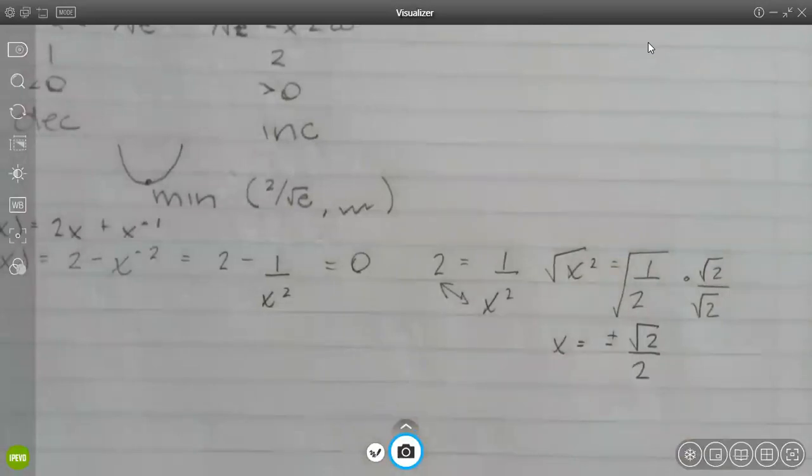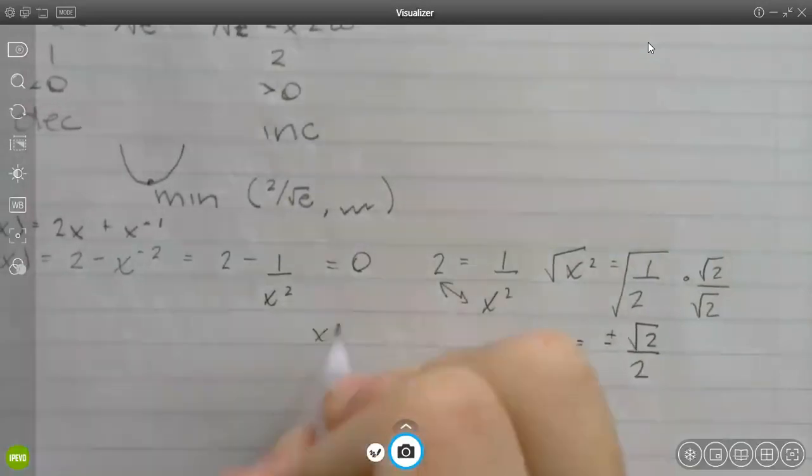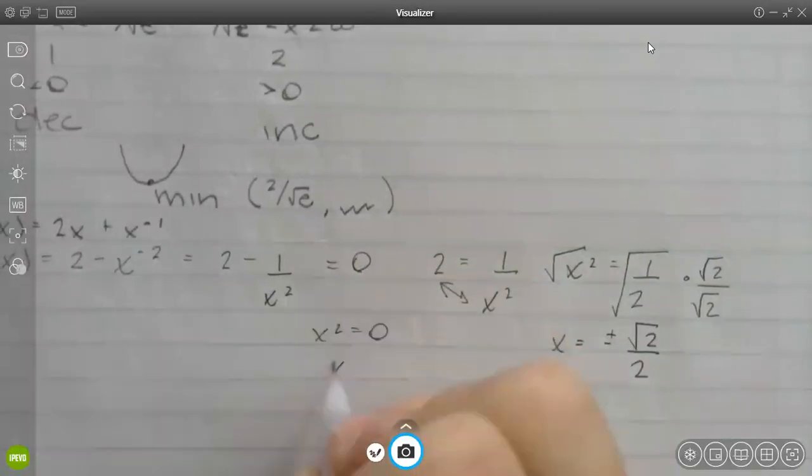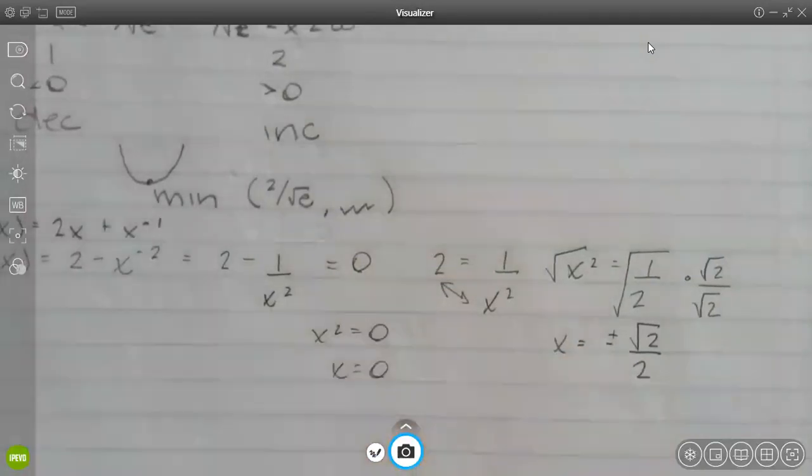What's the other value I need to find? Those are my critical numbers. What else do I need to do? You have a denominator of x squared. Is that equal to 0? So that means I'll get an x of 0 as well.